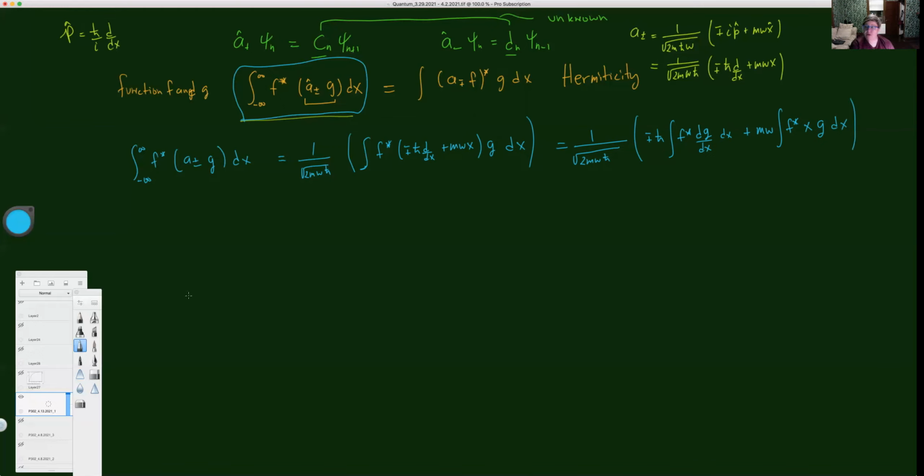And here's where I'm going to take them off by themselves. Okay, so I'm going to grab another color. I'm going to look at this one here first. Now I'm just going to grab just this much of it. So in pink, we have the integral f star dg/dx dx. Now remember what our goal is here.